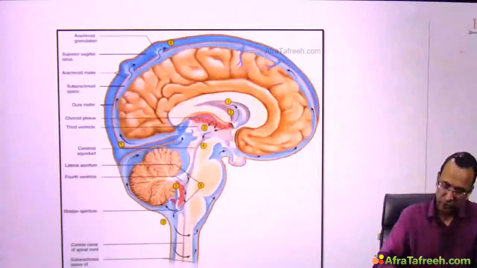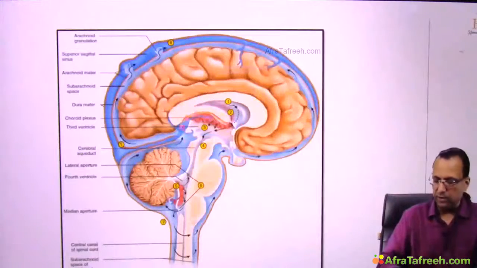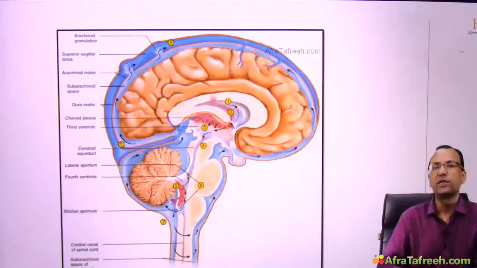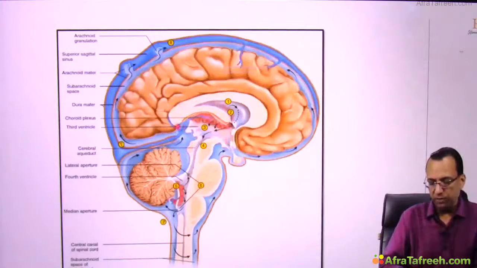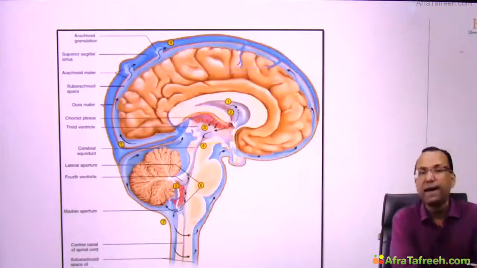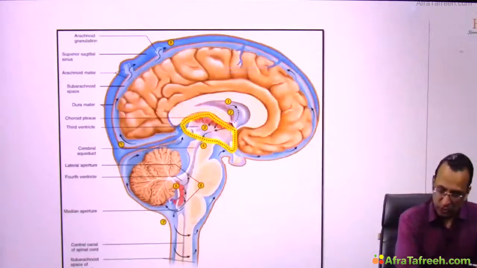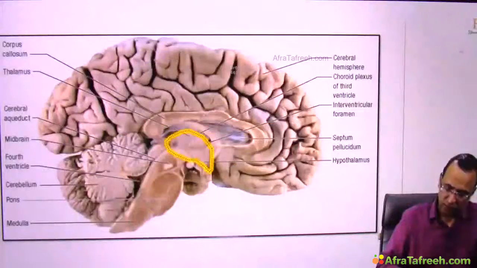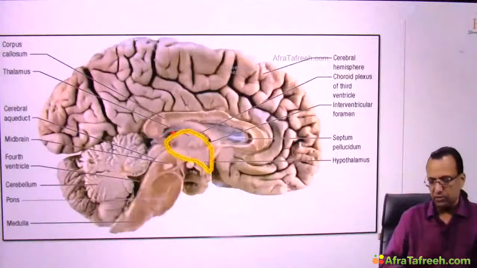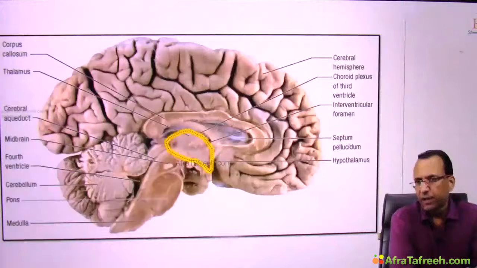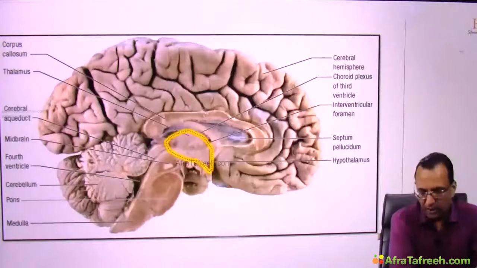Now, if you say third ventricle is a midline ventricle, there are questions asking what are the structures at the floor of the third ventricle. For that purpose, I have to magnify the diagram. So this is the diagram where you are looking at the sagittal section and third ventricle and you want to magnify this area. Okay, then let's do it.